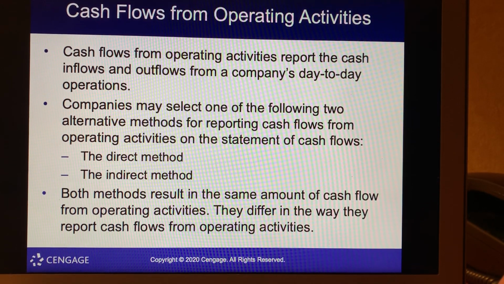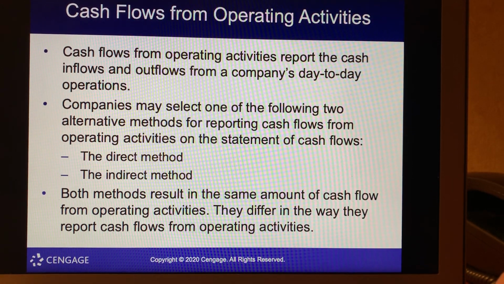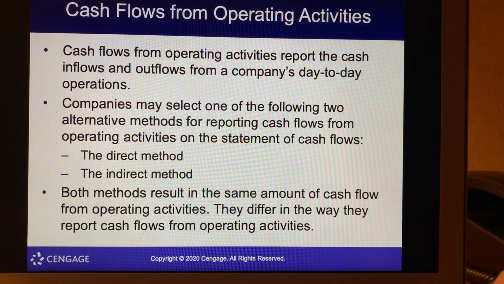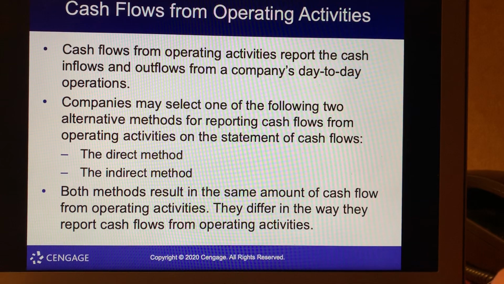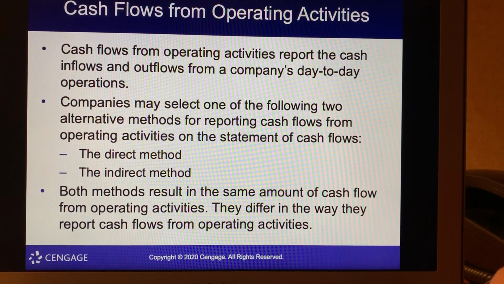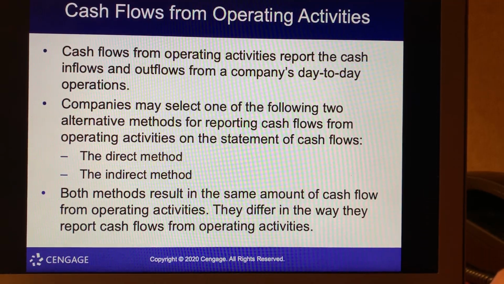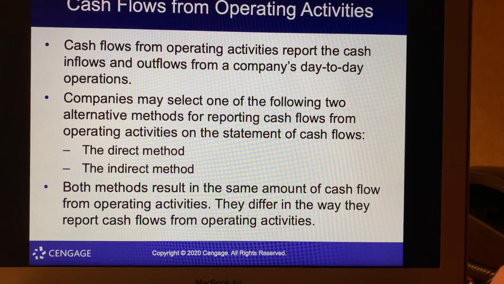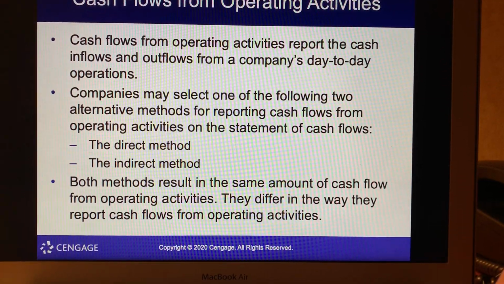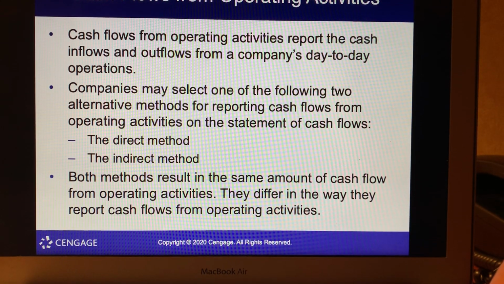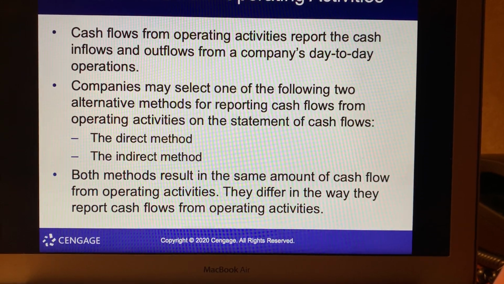Cash flows from operating activities report the cash inflows and outflows from a company's day-to-day operations. Companies may select one of the following two alternative methods for reporting cash flows from operating activities on the statement of cash flows: the direct method or indirect method. Both methods result in the same amount of cash flow from operating activities. They differ in the way they report cash flows from operating activities.